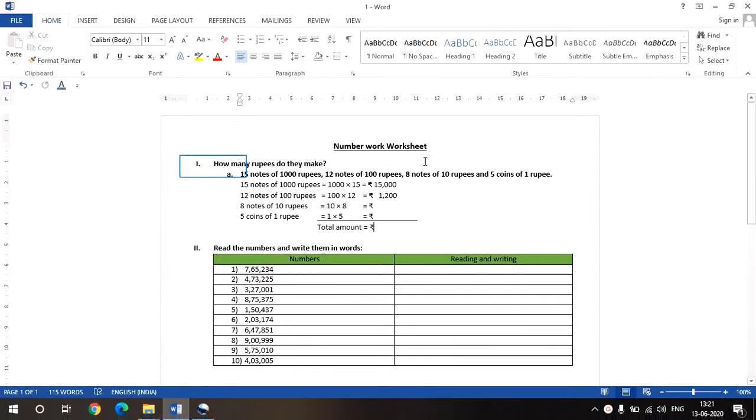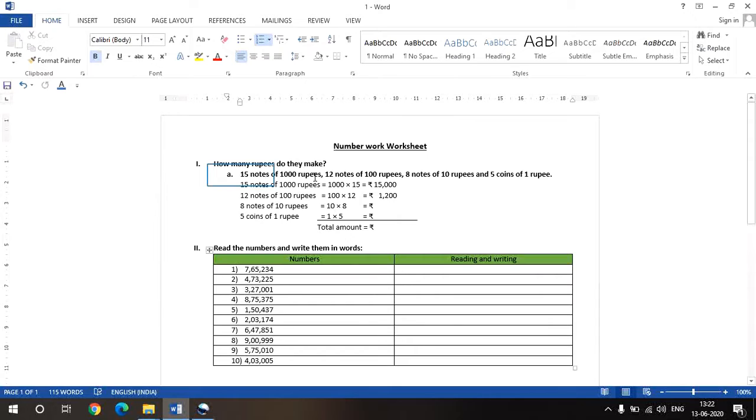So let's begin. This is your continuation of that number work worksheet. The first question, how many rupees do they make? This is the same question which you had done before, and the first one you had done. Now we are going to do the second question. So let us look at the second question.